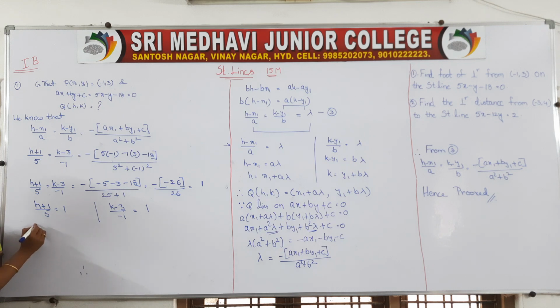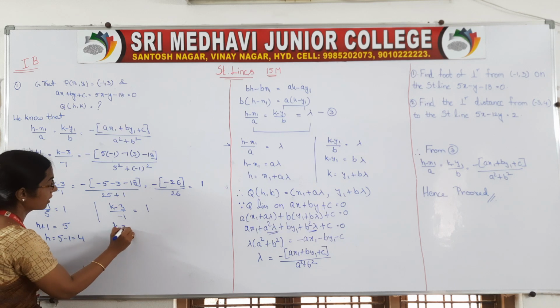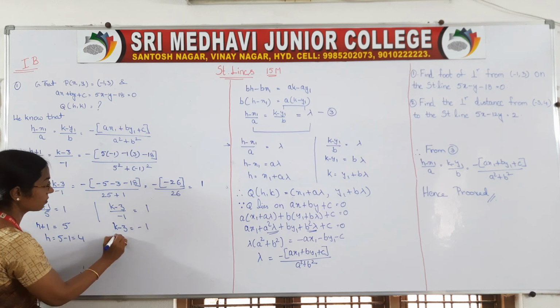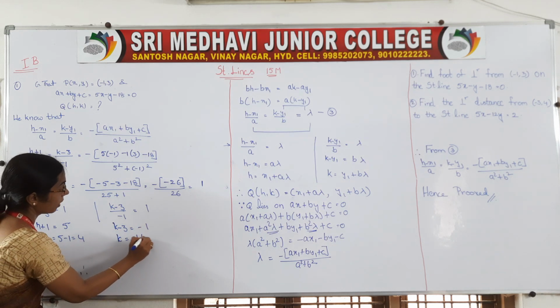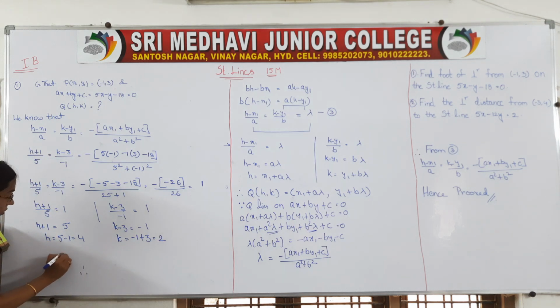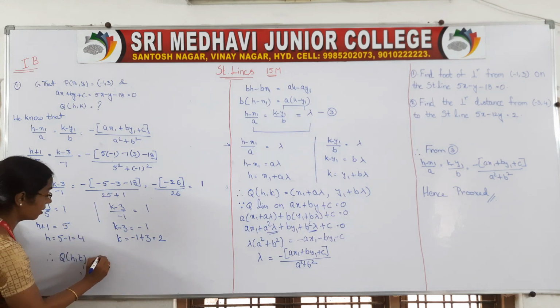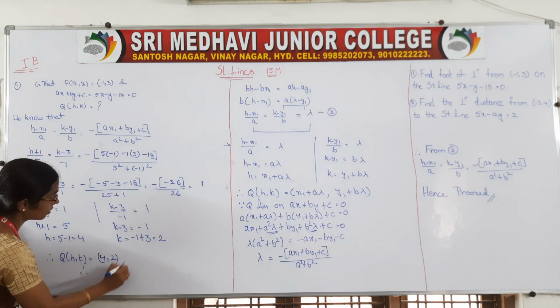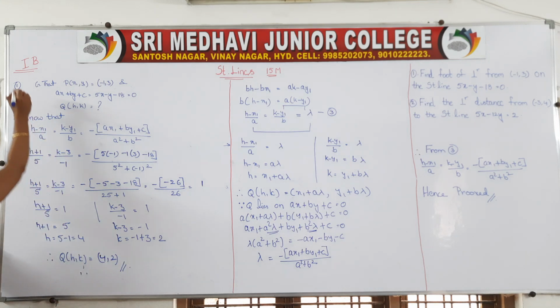So h plus 1 is equal to 1 into 5, 5. H is equal to 5 minus 1, that is 4. Similarly, k minus 3 is equal to minus 1. K is equal to minus 1 plus 3 is equal to 2. Therefore, your q, h comma k, what is that? Foot of the perpendicular is 4 comma 2. That's all for 2 marks.